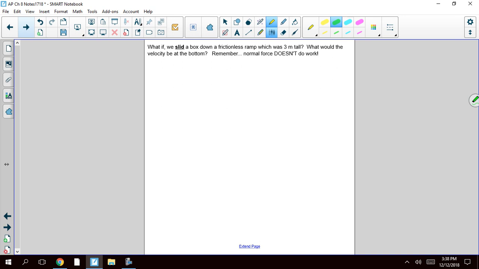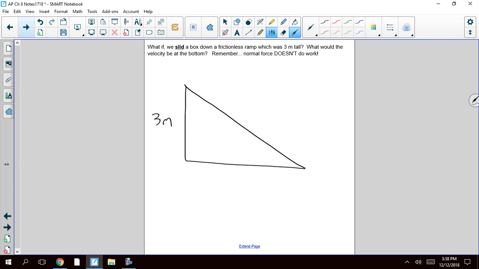All right, so what if we slid a box down a frictionless ramp that was 3 meters tall? So you've got a ramp, 3 meters tall. It doesn't tell us how long it is, but we're going to slide a box down the ramp. Okay? So we're going to assume it starts at rest. So up at the top here, the velocity is 0. The height of the box is 3 meters. And the question is, when the box gets to the bottom, what's the velocity? And so the idea is, well, when it gets to the bottom, your height is 0, right?